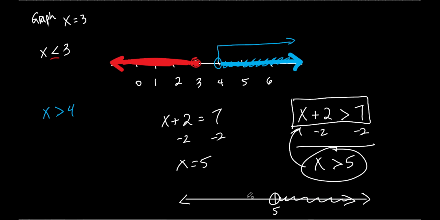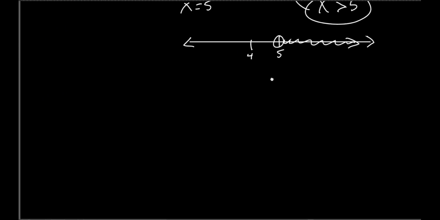What if I picked a number smaller than 5, like a 4? 4 plus 2 is 6. Is 6 bigger than 7? No. So that doesn't work. That's why it's not shaded. That's why only the stuff that's shaded will make that thing work. It will satisfy the inequality. That's how math people say it. It satisfies the inequality, or it just makes it work. All right, that's good enough for that.